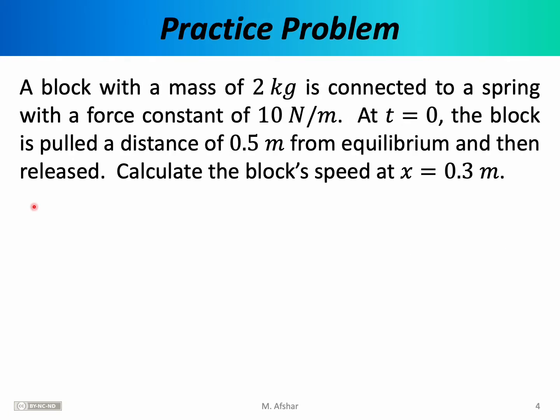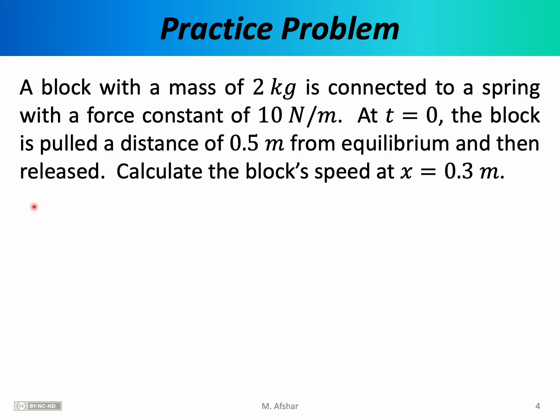Let's do a practice problem involving energy. A block with a mass of 2 kilograms is connected to a spring with a force constant of 10 newtons per meter. At t equals 0, the block is pulled a distance of 0.5 meters from equilibrium and then released. Calculate the block's speed at x equals 0.3 meters.